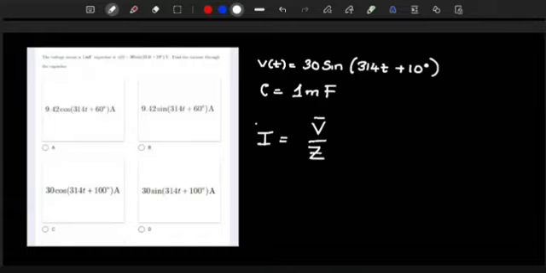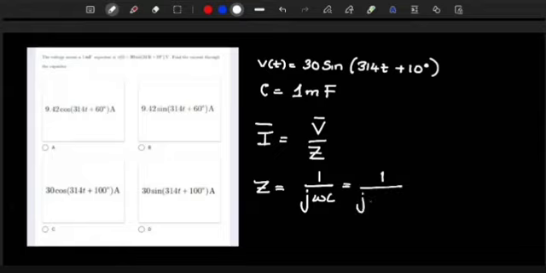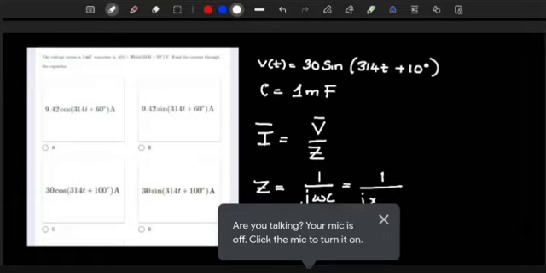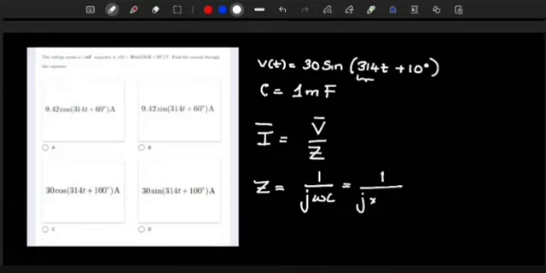So the first thing we're going to get is the impedance for the capacitor. The impedance for a capacitor is 1 over j omega C. So this becomes 1 over j times omega. Omega is given in the question, we'll get it from the wave. That's 314. Then the capacitor is 1 millifarad, so it's 1 by 10 to the minus 3.